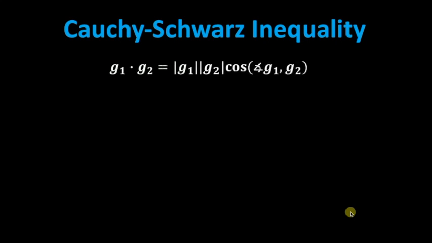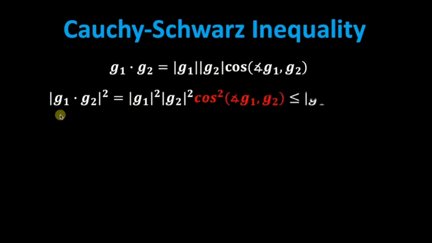Now, there is what we call the Cauchy-Schwarz inequality. Recall that if we are going to take the dot product between two vectors, let's say I have two vectors g1 and g2, for me to determine the dot product or the projection of g1 to g2, I'm just going to take the product of their magnitudes multiplied by the cosine of the angle between them. Now, let's say, for example, I want to determine the magnitude squared of the dot product between these two vectors.